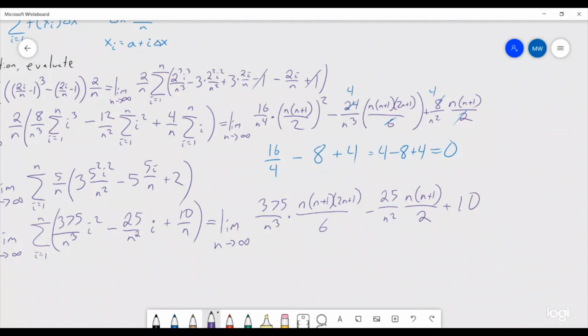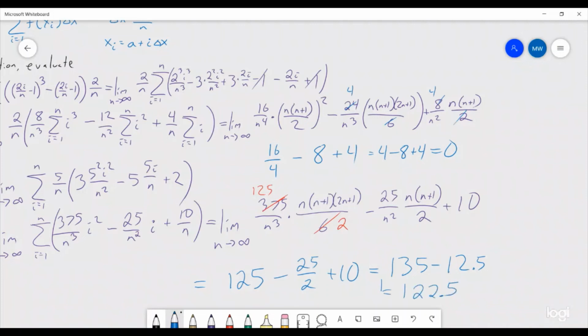And as we evaluate this as everything goes to infinity, let's see, 6 cancels with the 375 to give us 125 and a 2 on the bottom. And that's as much simplification as we can get. So as we evaluate this, this first one ends up being 125. Then we have a minus 25 halves plus 10. So 135 minus 12.5. So that's going to be 122.5. And that is the final answer for that one.